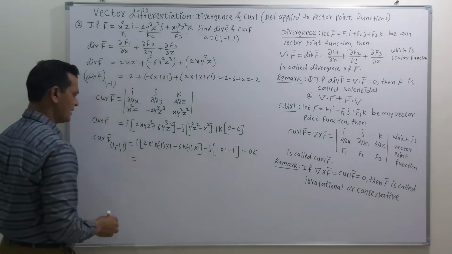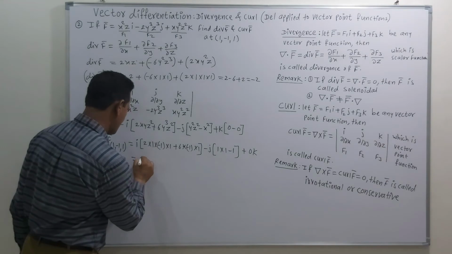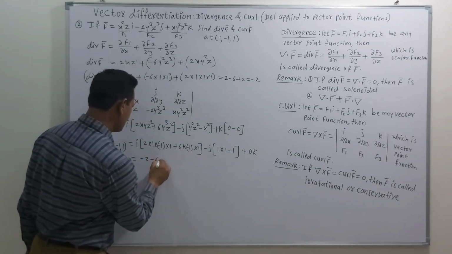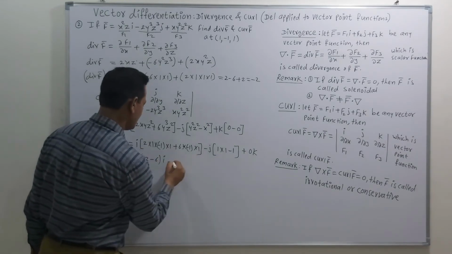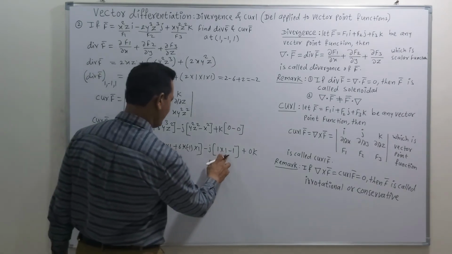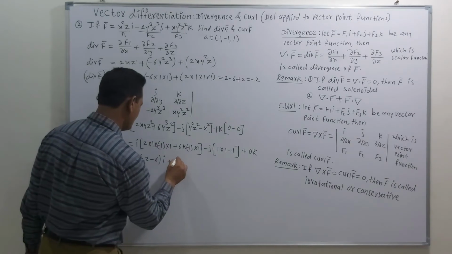Moreover, we can write this as -2, then -6 into i, minus, and this minus becomes plus, 1 and -1 is 0, so we can write this as 0j.